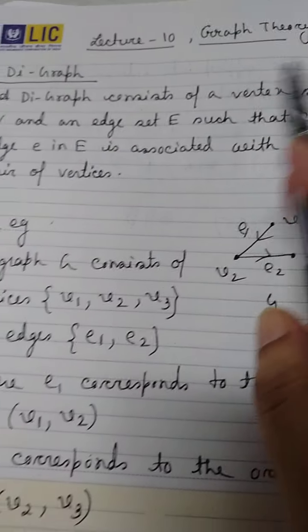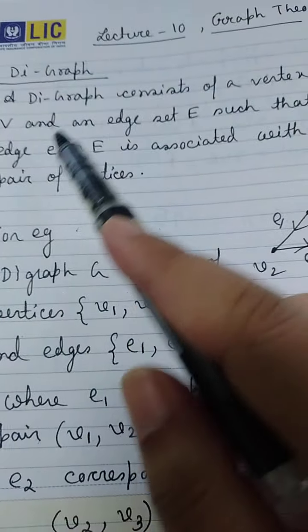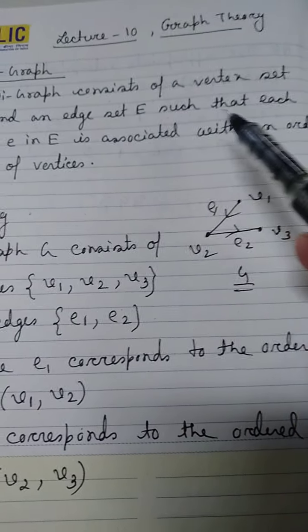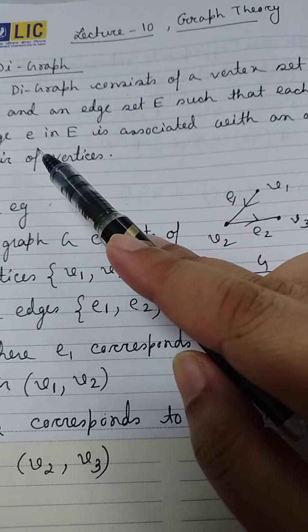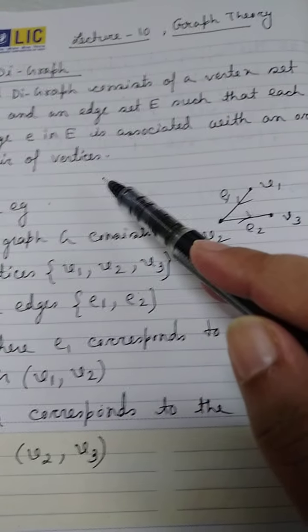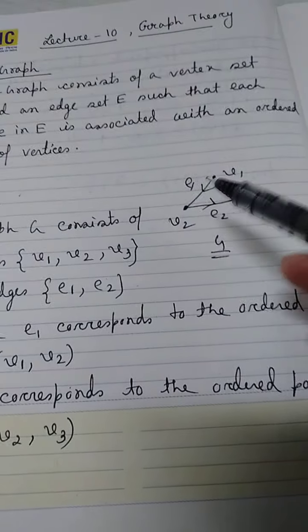Today in this lecture and video of graph theory, I shall discuss what is a digraph. A digraph consists of a vertex set V and an edge set E such that each edge e in E is associated with an ordered pair of vertices. So this is a digraph, that means directed graph.